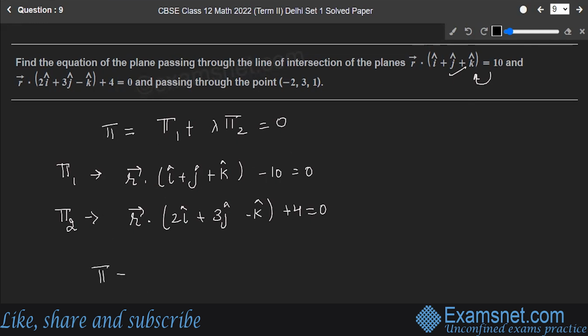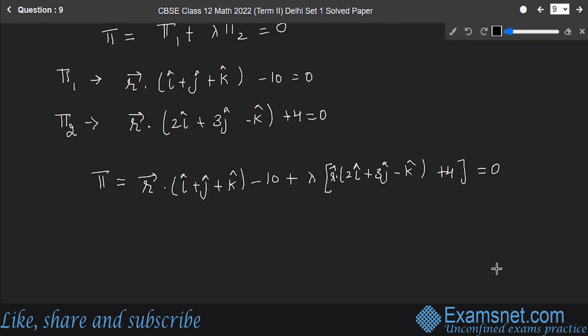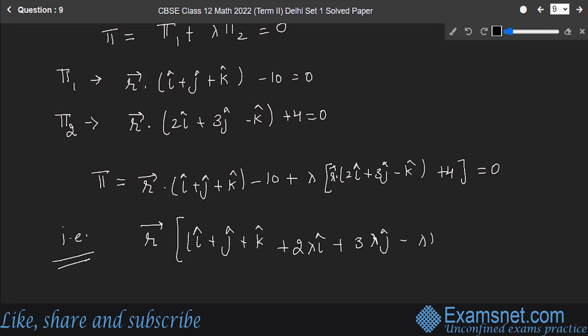So the plane is given by the formula r dot (i + j + k) - 10 + lambda into [r dot (2i + 3j - k) + 4] = 0. Solving this will give you r dot [(i + j + k) + 2 lambda i + 3 lambda j - lambda k], I'm taking the r common now, okay? Minus 10 plus 4 lambda is equal to 0. Let's say this is equation 1.